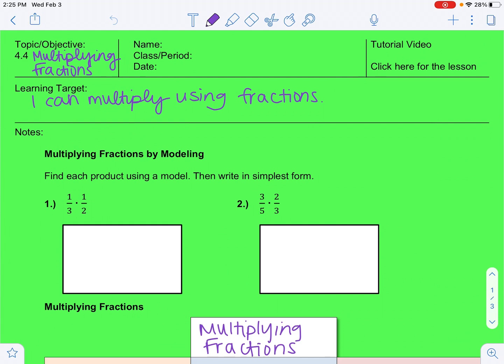Today we are going to work on our lesson for 4.4. 4.4 is all about multiplying fractions. So our learning target is I can multiply using fractions.